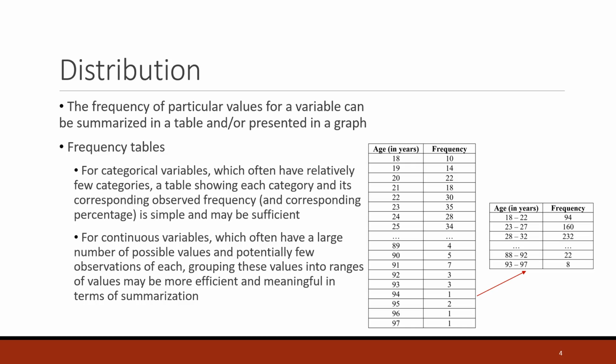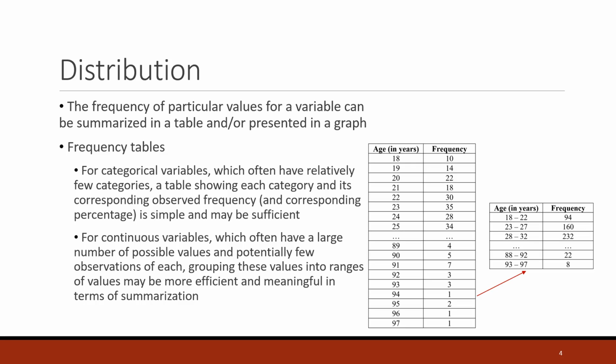So starting with the distribution, here we're looking at the frequency of particular values for a variable, and this can be summarized in a table and/or presented in a graph. So first we'll take a look at frequency tables. So for a categorical variable, which often has relatively few categories, a table that shows each category and its corresponding observed frequency and/or the corresponding percentage to that frequency is simple, and it can be a sufficient way to present this information. For continuous variables, however, we often have a large number of possible values and potentially few observations at each of these values. So grouping them into ranges of values may be more efficient and meaningful in terms of summarization.